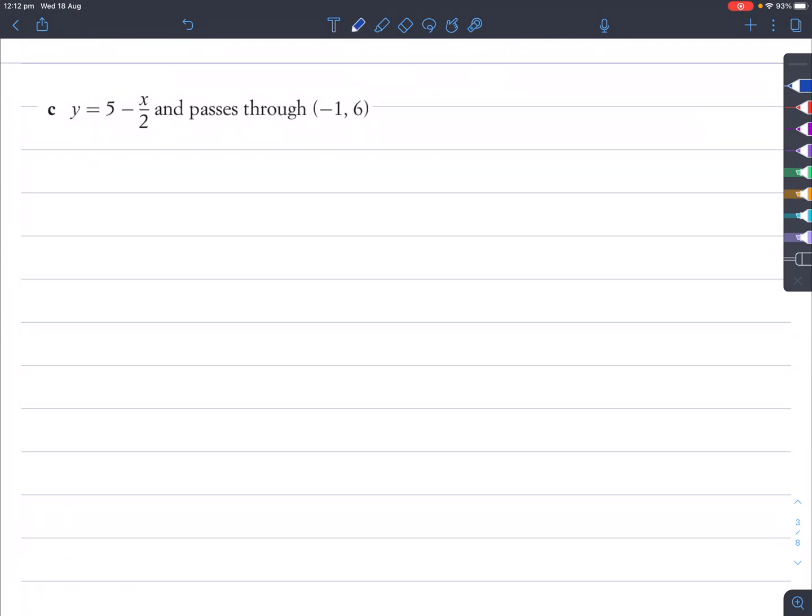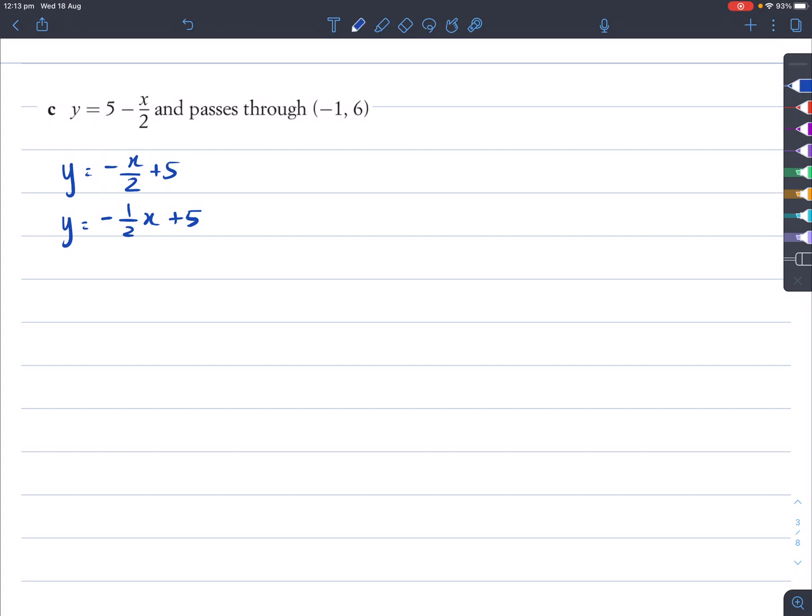Y equals 5 minus x over 2 and passes through (-1, 6). Now, let's have a look at the gradient of this line. This equation can be swapped around like this so that it becomes minus x over 2 plus 5, if you swap around the two boxes that I've drawn, so that it's in the form of y equals mx plus b. Now, apart from that, there's an invisible 1 here, and that 1 with a negative over 2 can be slightly factorized out, so it looks like this. So that minus half x is the same thing as negative x over 2 anyway. It means exactly the same thing.